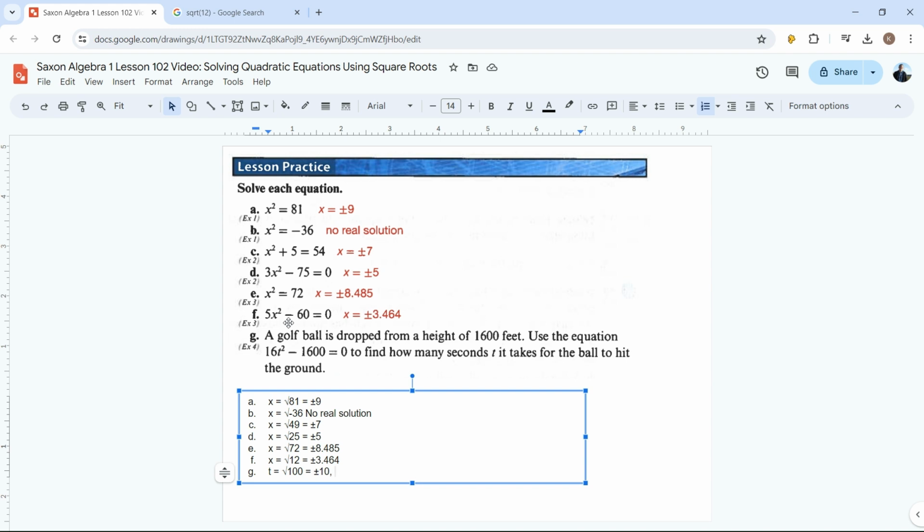The correct answer is just 10 seconds. I throw away my negative answer because it's not a realistic answer under the circumstances. And that is how you work these problems. You are ready to do the problem set for next time.